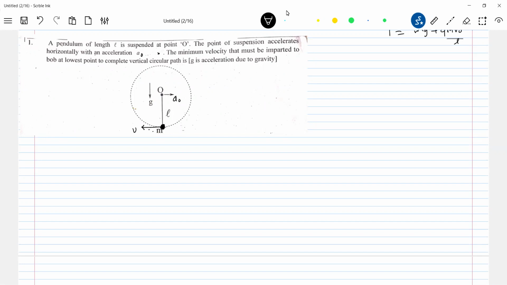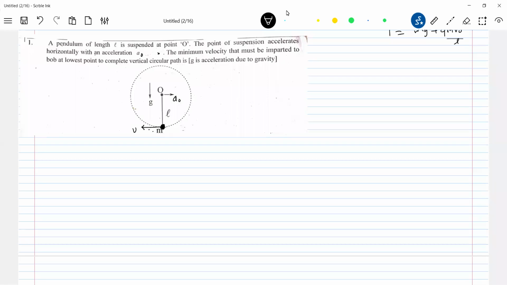So what is the basic idea? Critical point you have to identify, and next at the critical point, if the bob is having critical velocity, it will complete the circular path. And to get the minimum velocity, what happens? You should apply the energy relationship between the initial point of projection and the critical point.